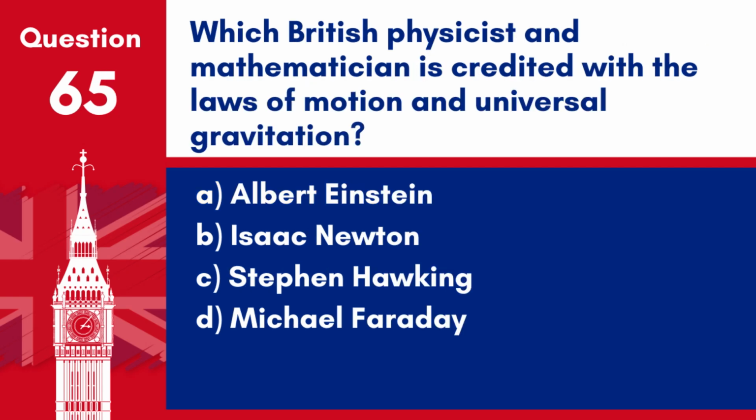Question 65. Which British physicist and mathematician is credited with the laws of motion and universal gravitation? A. Albert Einstein. B. Isaac Newton. C. Stephen Hawking. D. Michael Faraday. Answer: B. Isaac Newton. Sir Isaac Newton is credited with formulating the laws of motion and universal gravitation in the 17th century, foundational principles of physics.